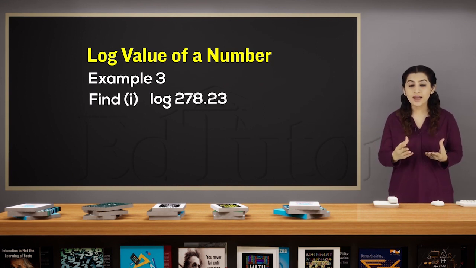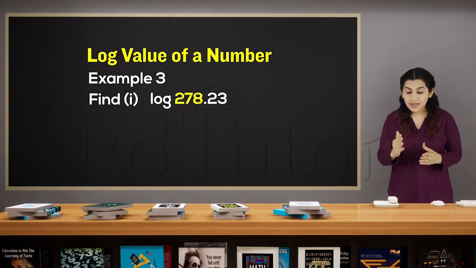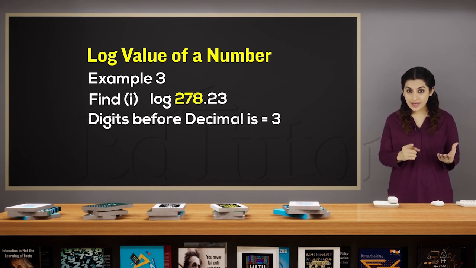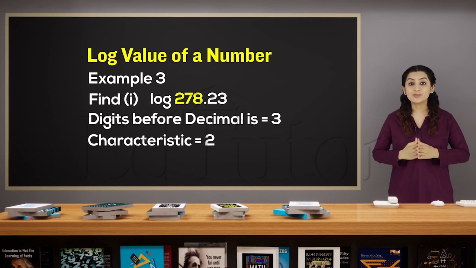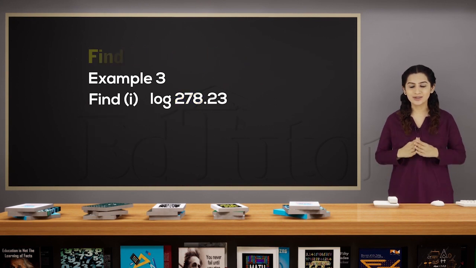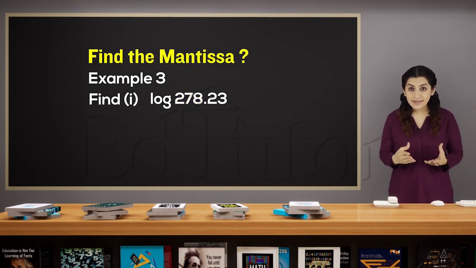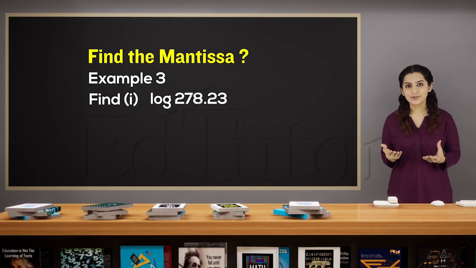Here we have to find the log of 278.23. As this number is greater than 1, the characteristic would be positive. And as this number has 3 digits before the decimal point, the characteristic becomes positive 2, according to the rule. To find the mantissa, you know what to do.